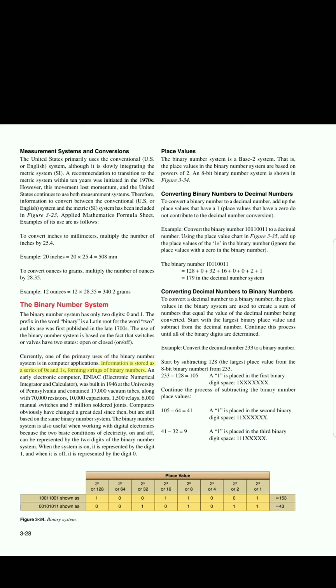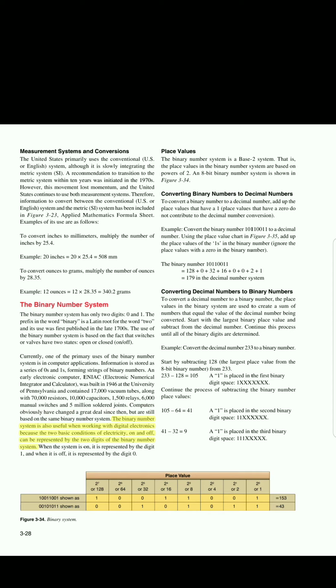Information is stored as a series of 0s and 1s, forming strings of binary numbers. An early electronic computer, ENIAC, Electronic Numerical Integrator and Calculator, was built in 1946 at the University of Pennsylvania and contained 17,000 vacuum tubes, along with 70,000 resistors, 10,000 capacitors, 1,500 relays, 6,000 manual switches, and 5 million solder joints. Computers obviously have changed a great deal since then, but are still based on the same binary number system.